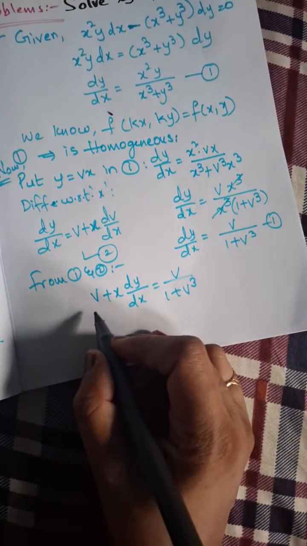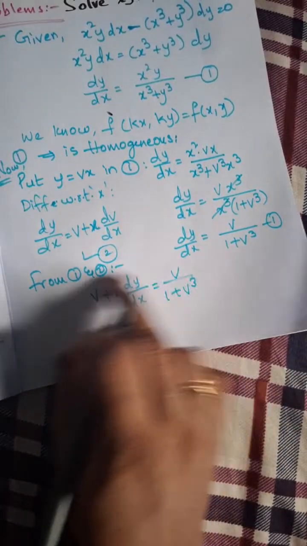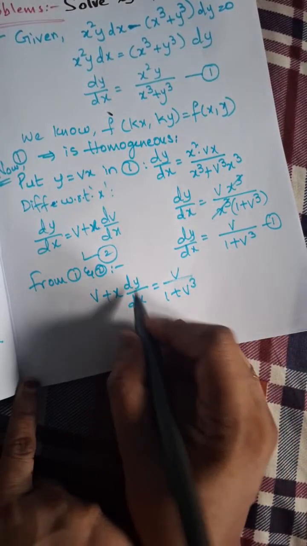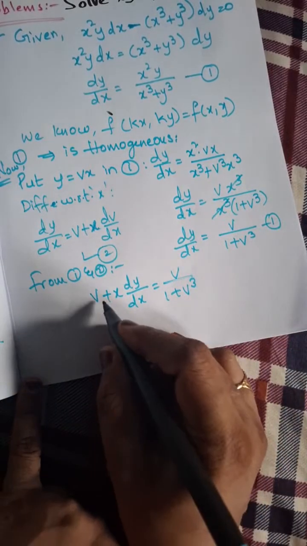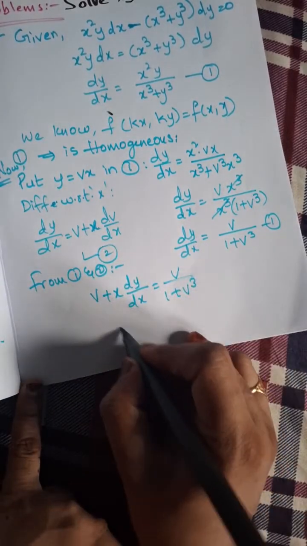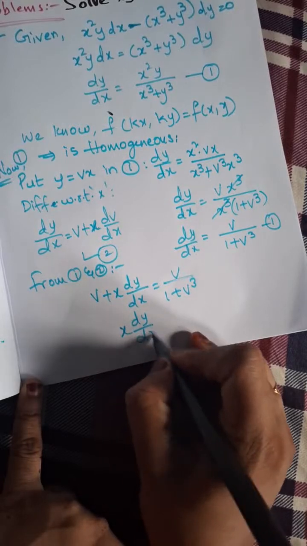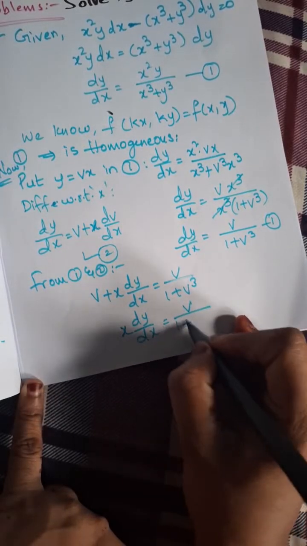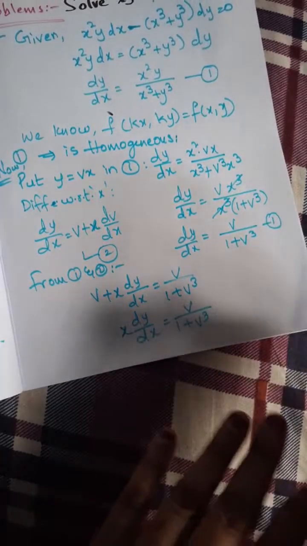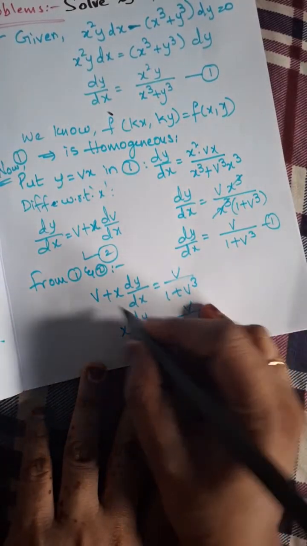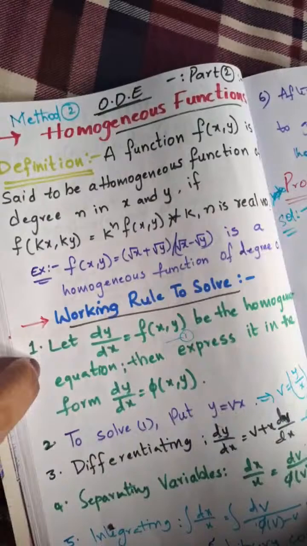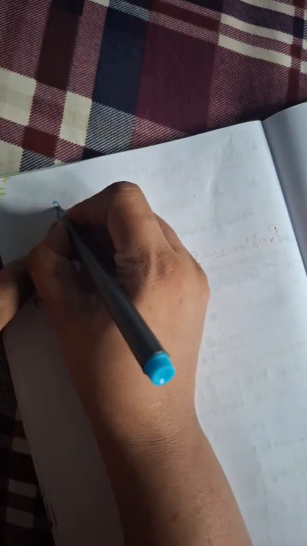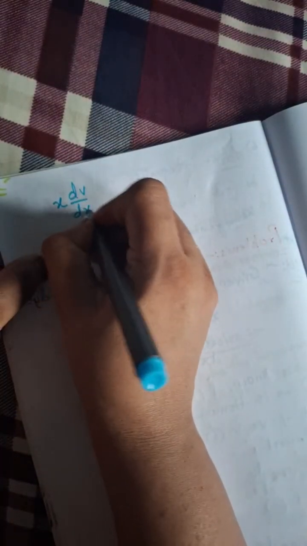Okay, now we have v and x terms in this equation. v plus x dv by dx equal to v by 1 plus v cube. Now this v I am taking to this side: x into dv by dx equal to v by 1 plus v cube, we have to separate x terms and v terms. So this v comes to this side, becomes minus v. I am writing this on the next page to understand easily. That is x into dv by dx, we get what?